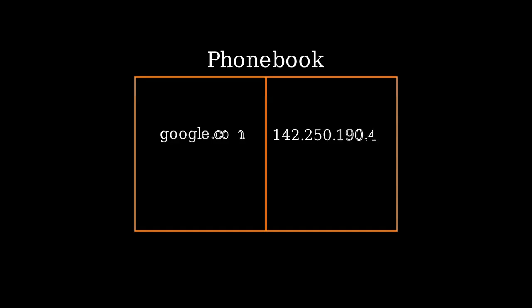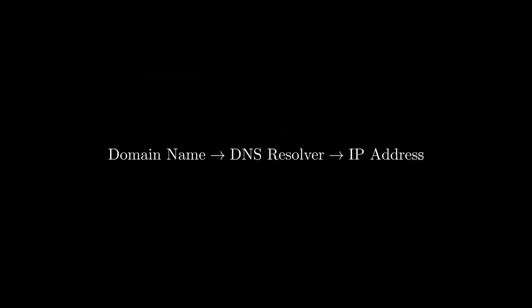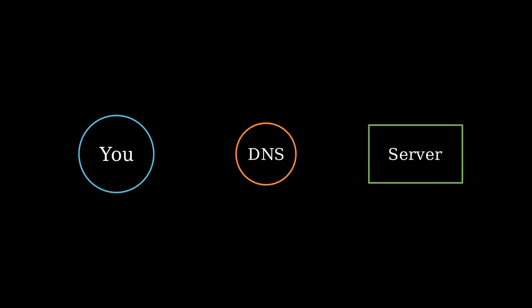In this book, every human-readable domain name is paired with a specific numerical identifier called an IP address, which acts like a digital street address. The process follows a simple pattern where your domain name request goes to a DNS resolver, which returns the correct IP address. Think of the DNS resolver as a helpful guide.